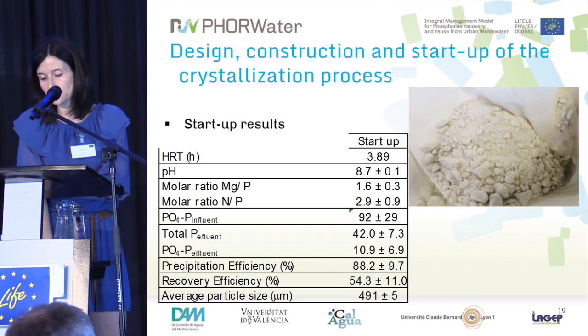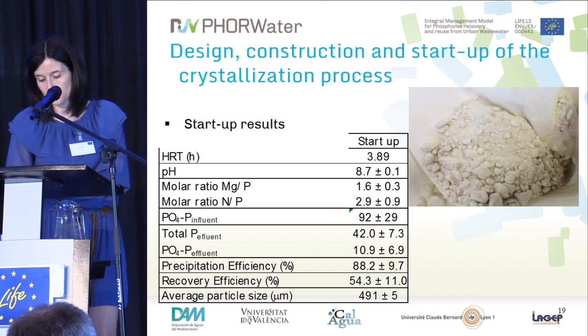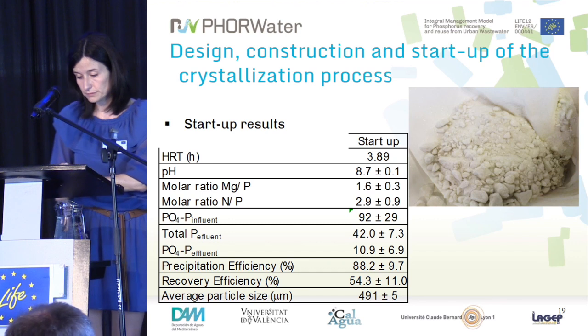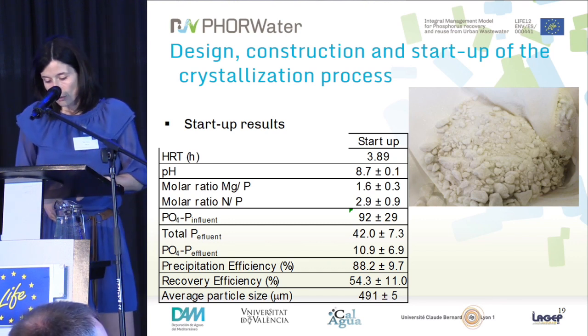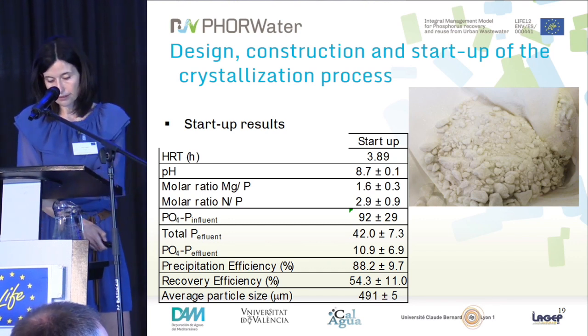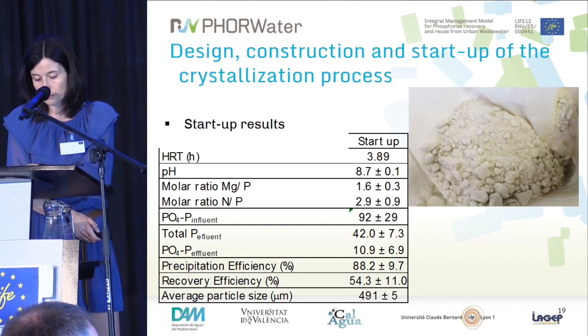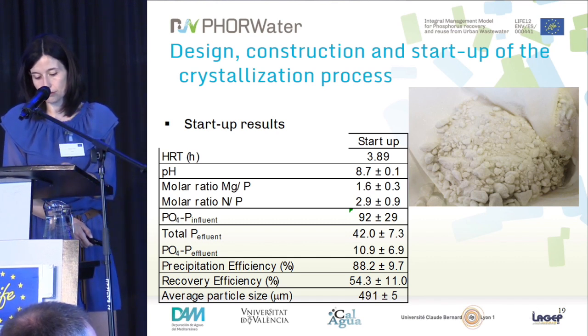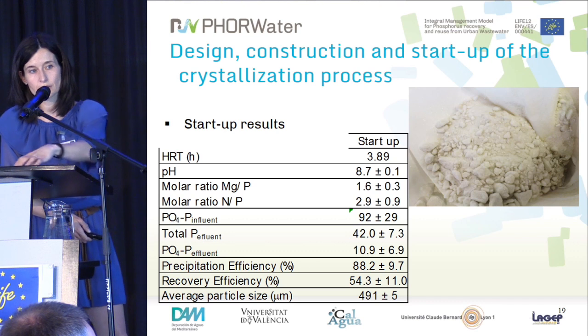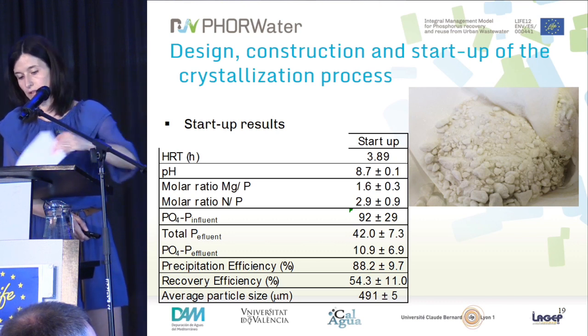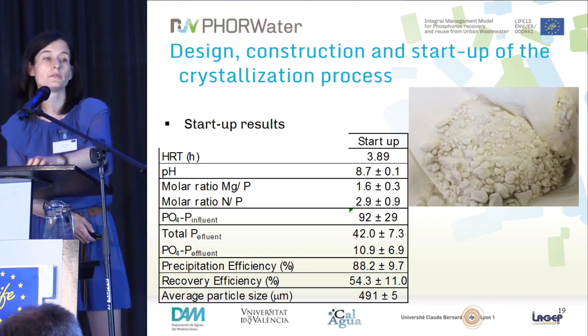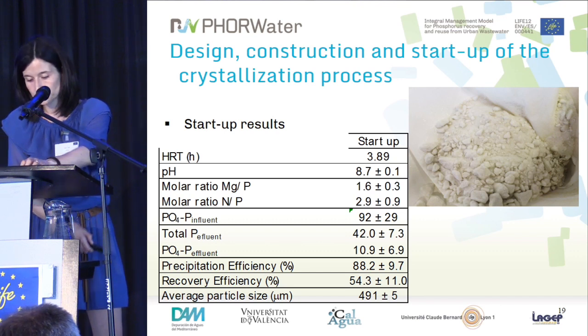The recovery efficiency wasn't too high because it was at the beginning of the project. Well, with this solution, our struvite production was around 9.5 kilograms per day from only 20 cubic meters per day of incoming flow.